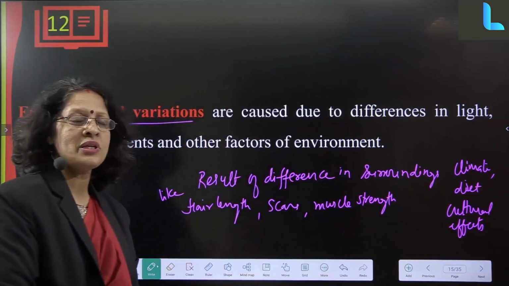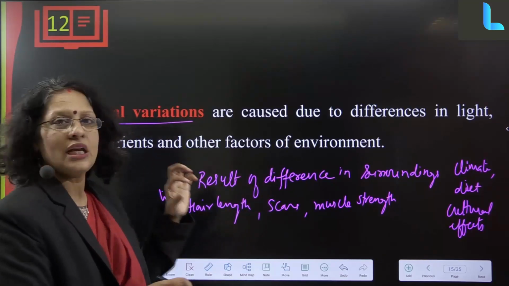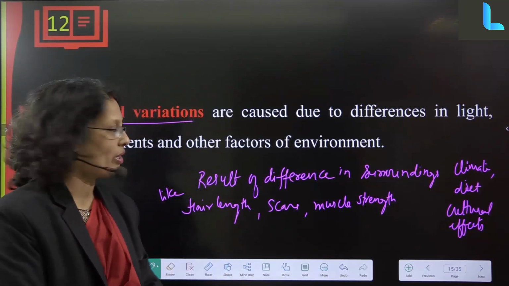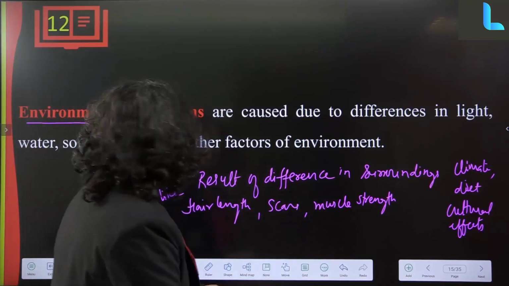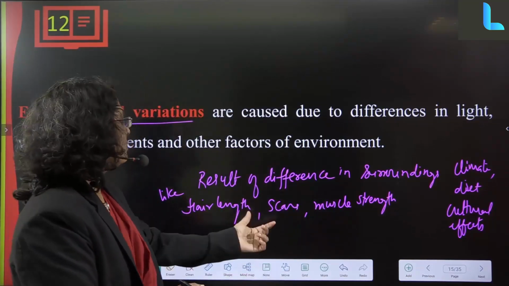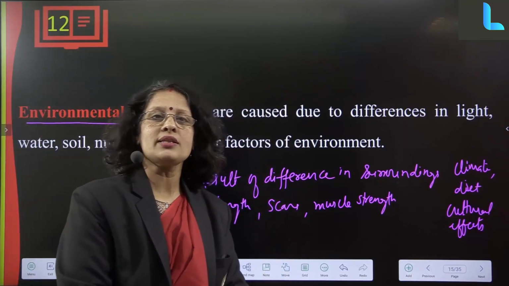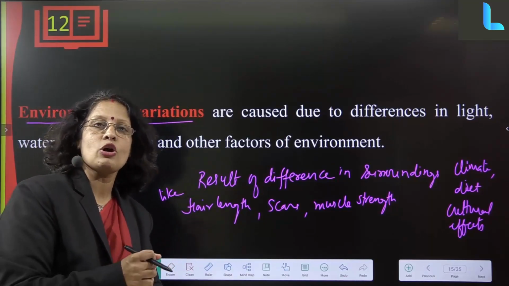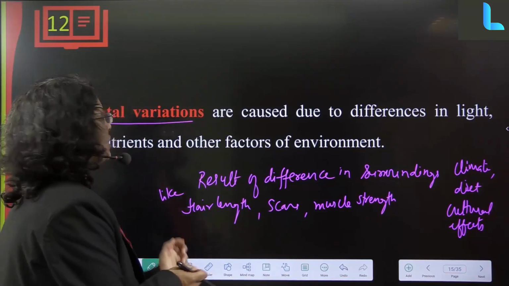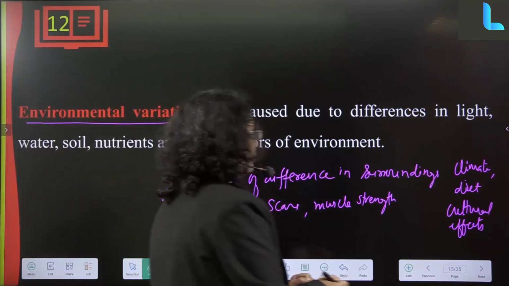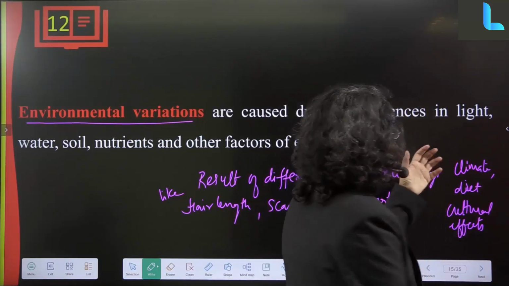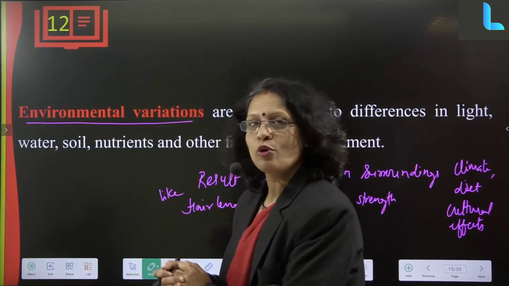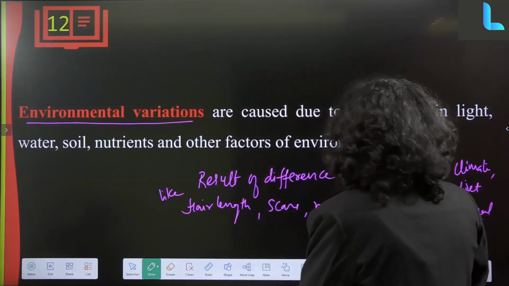Now the second type of variation is environmental variation. Environmental variation is caused due to differences in environmental conditions like light, water, soil, nutrients and other environmental factors. It is the result of differences in surroundings, like hair length, scars on the face, muscle strength. Where the parents were brought up and where the offspring is being brought up, accordingly the environmental variation is affected. Okay. So there are a few factors in the environment, that is climate, diet, cultural effects, all this comes under environmental variation. They are responsible for different kinds of variations from parent to offspring.